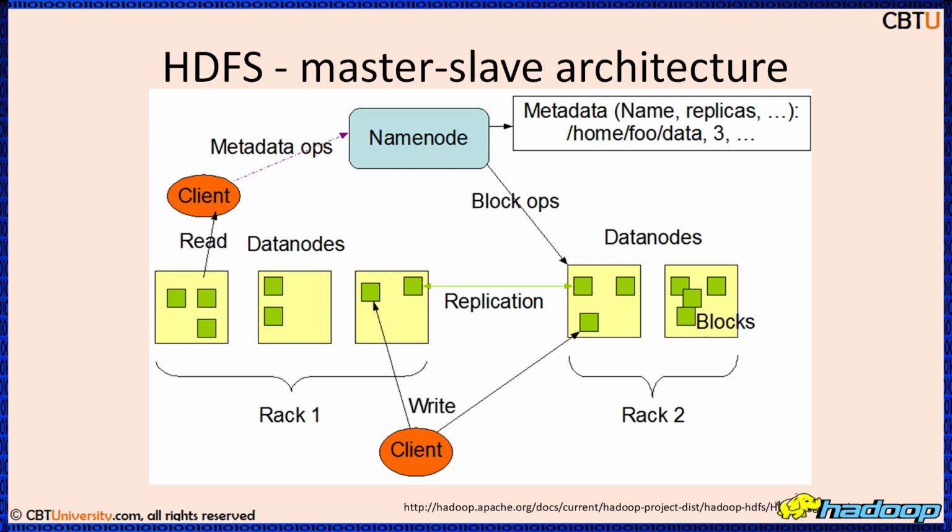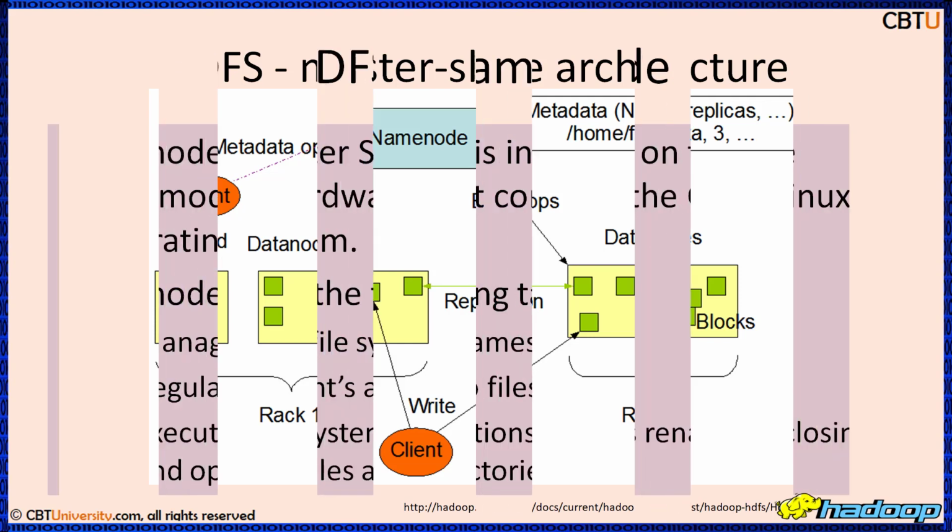HDFS exposes a file system namespace and allows user data to be stored in files. Internally, the file is split into one or more blocks, and these blocks are stored in a set of Datanodes. The Namenode executes operations and determines the mapping of blocks to Datanodes. The Datanodes are responsible for serving read and write requests from the file system's clients. Datanodes also perform block creation, deletion, and replication upon instruction from the Namenode.